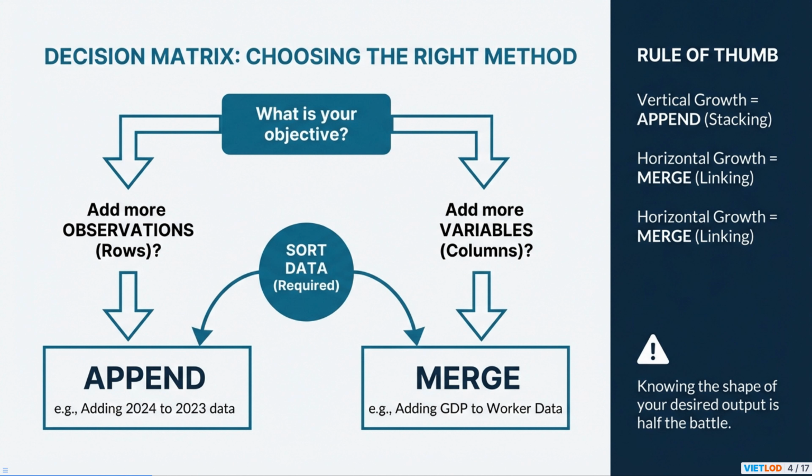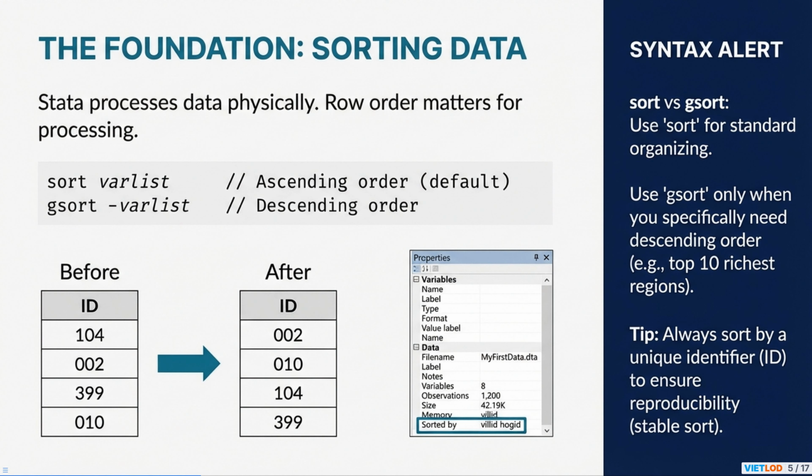If your objective is to add more variables, or columns, to your dataset, then merge is the command you need. This represents horizontal growth, linking datasets side by side, such as adding GDP data as a new column to existing worker data. A crucial step for both appending and merging, highlighted in the center, is to sort data, which is often a required prerequisite for these operations to function correctly and efficiently. Remember, knowing the precise shape of your desired output, whether it's more rows or more columns, is truly half the battle in successful data management.